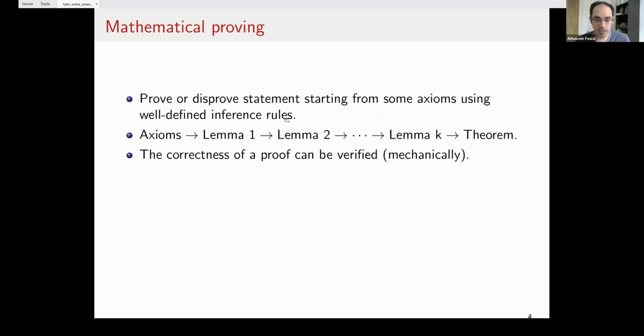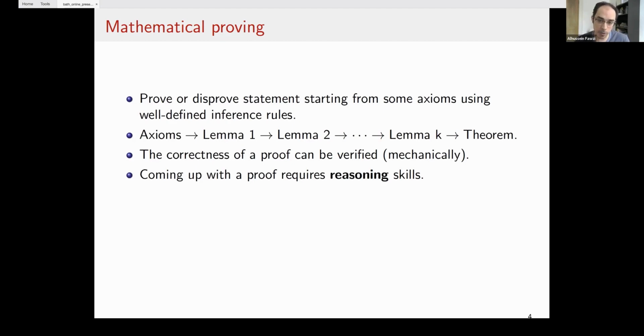As I said, the correctness of a proof can be verified mechanically. If somebody gives you a proof and claims that this is a correct proof, then you can check it for yourself. So this is a nice property. And the hard part of proving is actually coming up with which lemma to derive.